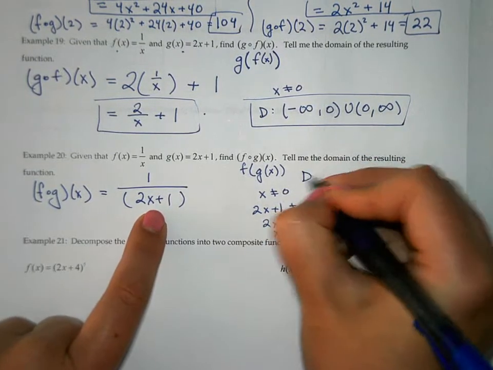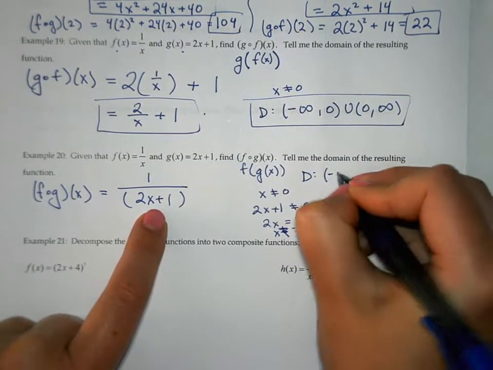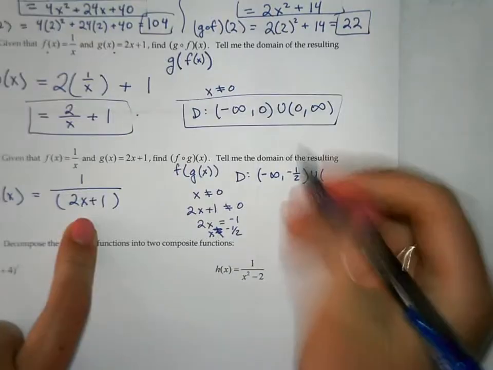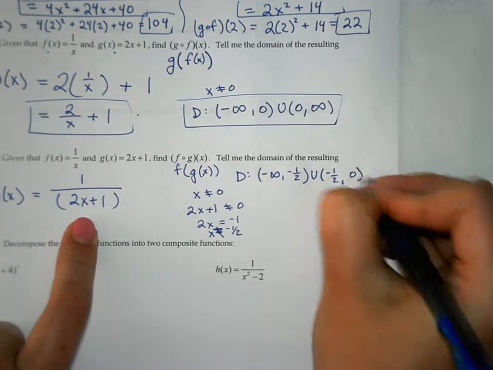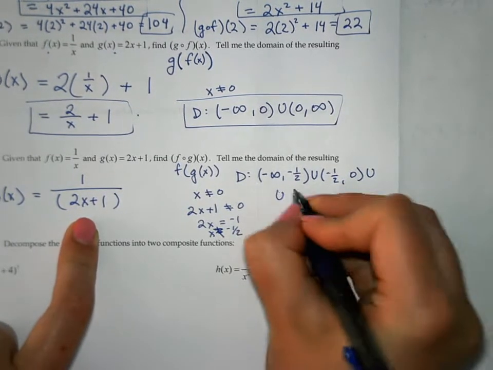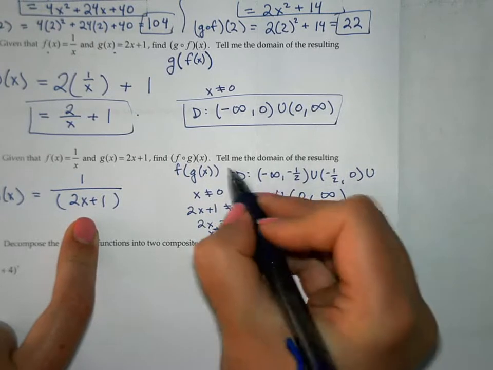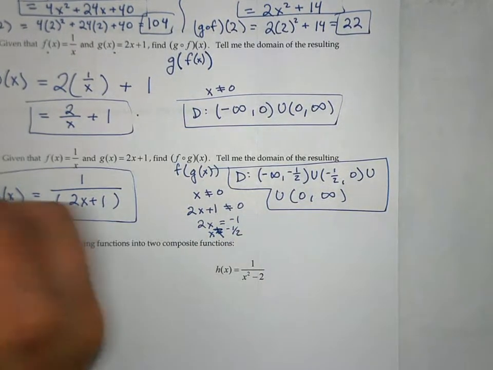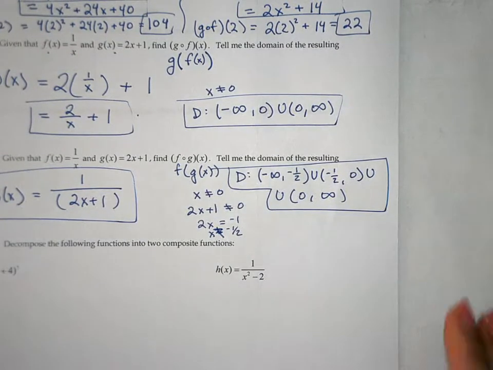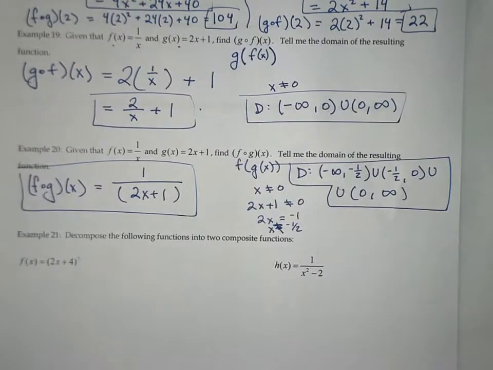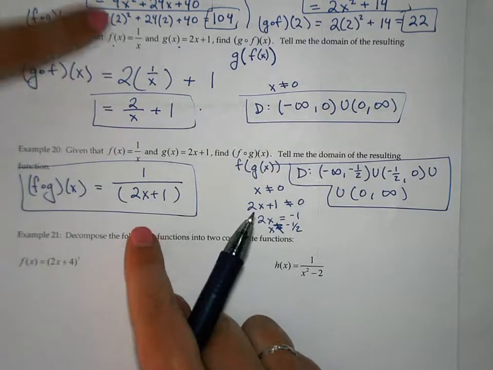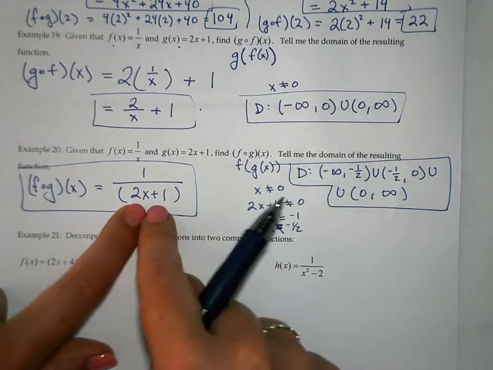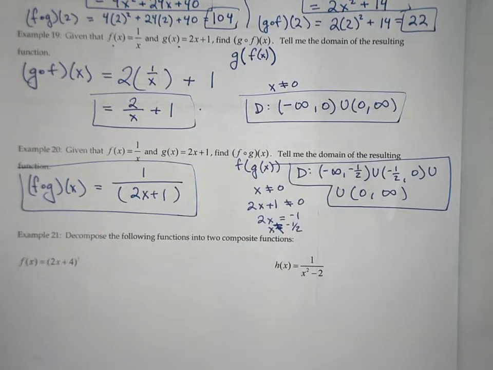So for our domain on this one, we'll have to say domain negative infinity up to negative 1/2, skip, negative 1/2 up to 0, skip, and 0 on to positive infinity. So you have to check all stages of a problem, and especially watch out anytime you have these fractions. On this first one, it didn't really change the fraction, but on this one, because g went to the denominator, it did change our domain.